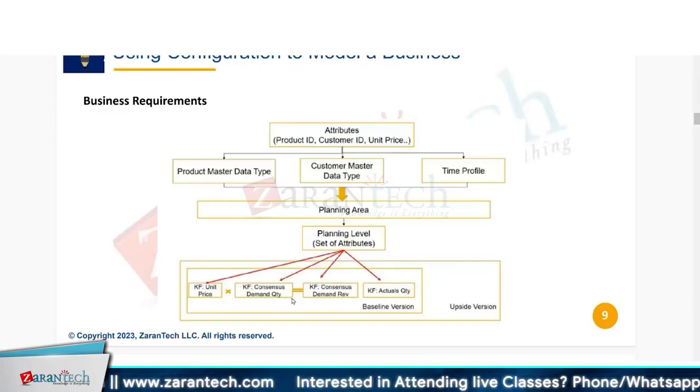One is the consensus demand quantity, and the second one is the revised consensus demand quantity, if you have any revision to it. And the last one is the actual quantity key figure. So within key figures you have a lot of other options, where you can save these key figures in data sets for your review, either as a statistical forecast review or a supply planning review. Okay, so this is the diagram or flow chart for the requirements for configuration of a model of a business.